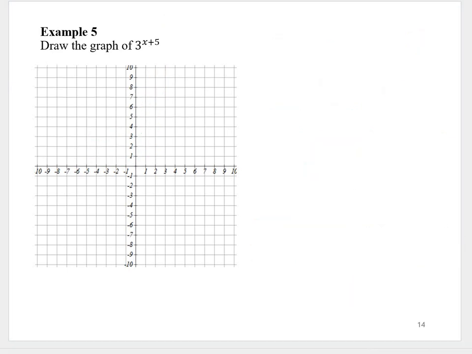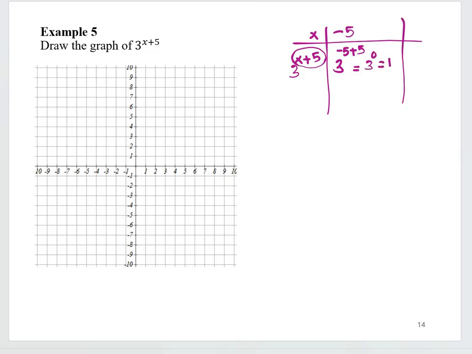And again, we can have the values here. X value, 3 to the power x plus 5. And I'm going to choose x value such that the power becomes 0. For that, I want to choose x is equal to negative 5. So it will be 3 to the power negative 5 plus 5. So that becomes 3 to the power 0, that's equal to 1. So when x is equal to negative 5, it will be 1.